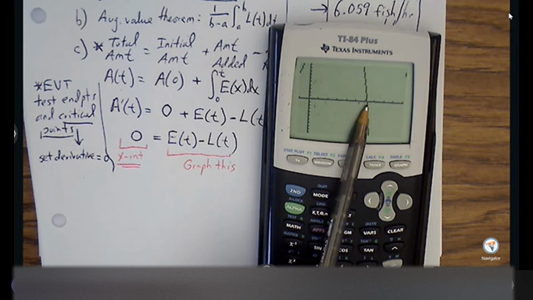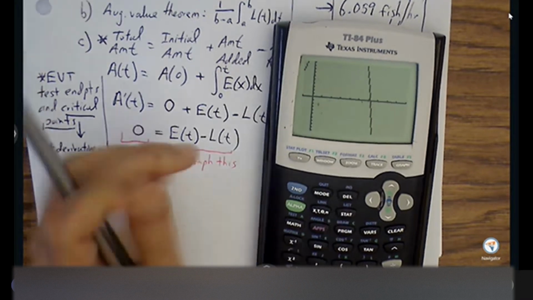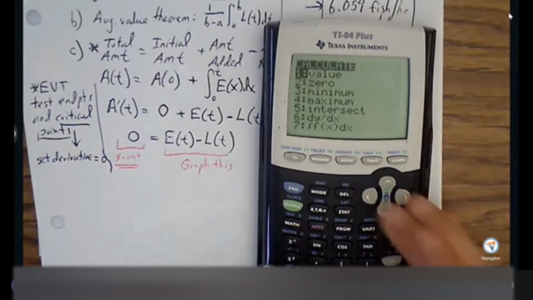Okay. I'm looking for my x-intercept. I see an x-intercept between 0 and 8. I want to make a note of that. That's going to be a critical point that we can use to test. So let's do second trace, 0.